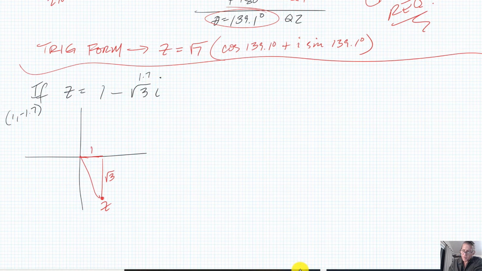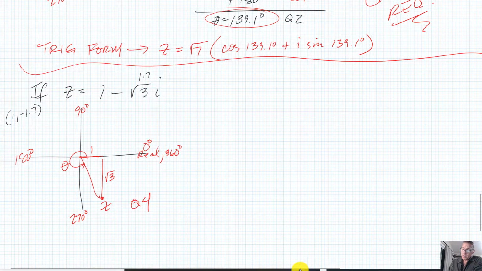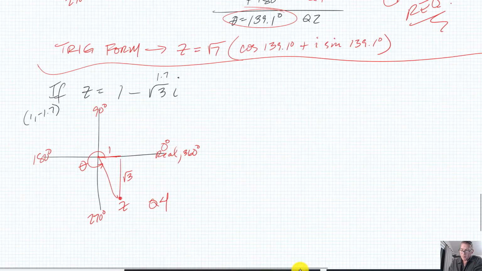Now theta is always measured counterclockwise from the real axis, so theta is here. You always start at 0 degrees and start counting counterclockwise, so 0, 90, 180, and then 270, and then back to the real axis, or 360. So theta has to be in quadrant 4 here, and it's got to be between 270 and 360. It's a big angle. Okay, so let's figure out what it is.